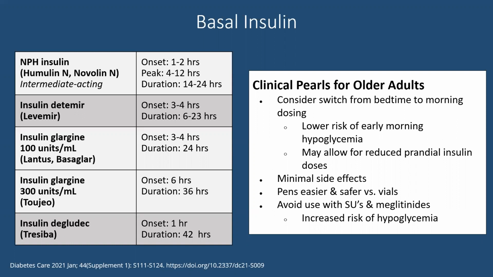And again, you don't want to use insulin with all the other secretagogues. So you want to stay away from sulfonylureas and meglitinides when you're initiating insulin, because that really increases the risk of hypoglycemia. And pens versus vials, I'm going to show you, that comes up in the next couple of slides. Next slide.